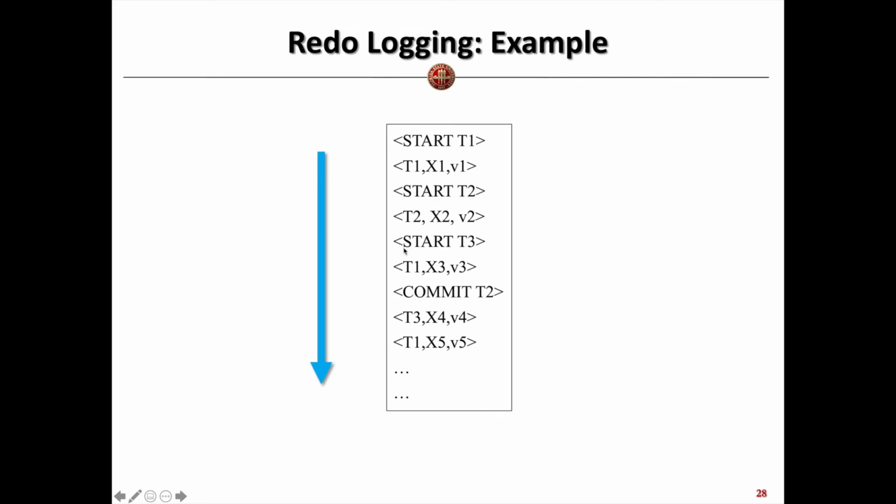And then we have start T3. After it, we never see an abort or commit for T3, and we can ignore it. And with T1, X1, V3, we also ignore it. And the following entries, we also ignore. We only redo all the committed transactions. Okay, so this is about the redo for the crash recovery. In this way, we can also recover the system to a consistent state.